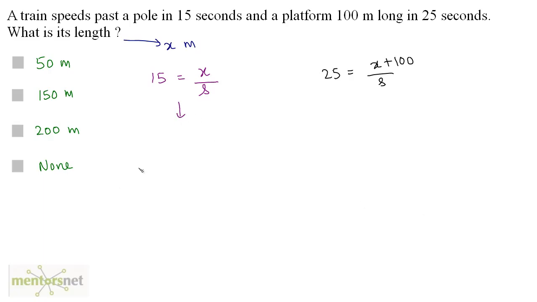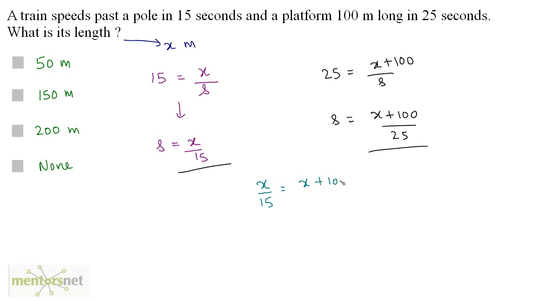Let us solve this equation first. We have s is equals to x by 15. And on the right hand side we have s is equals to (x plus 100) by 25. So we can equate the two terms on the right hand side. We have x by 15 is equals to (x plus 100) by 25. 5 3s are 15, 5 5s are 25.